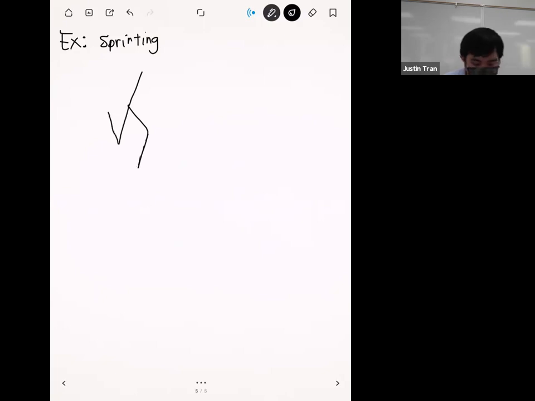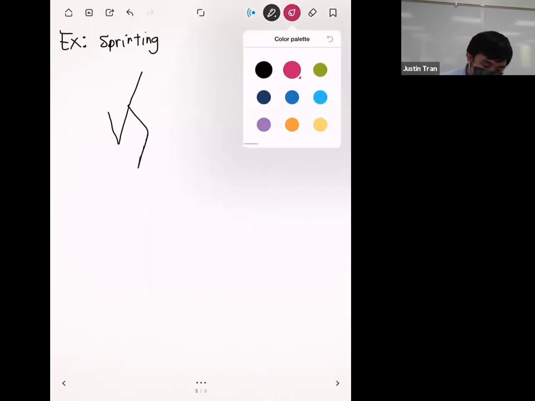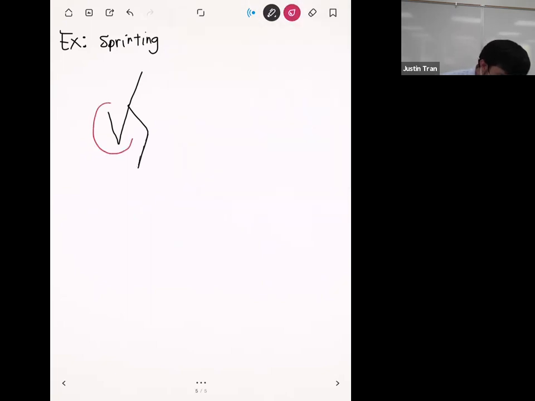Let's consider just a normal person sprinting from one place to the other. If we take kind of a side view of someone sprinting, and we take a snapshot, they might look like this. They might have one foot on the ground and their other leg is probably going to be bent up like this. I want to focus on this leg right here.